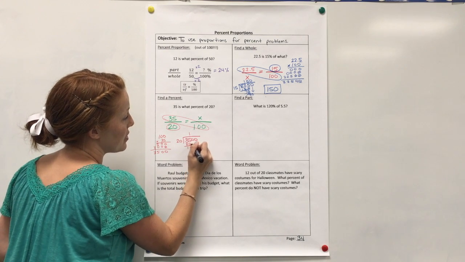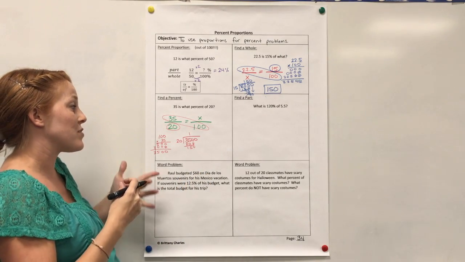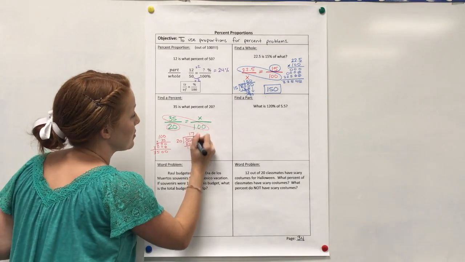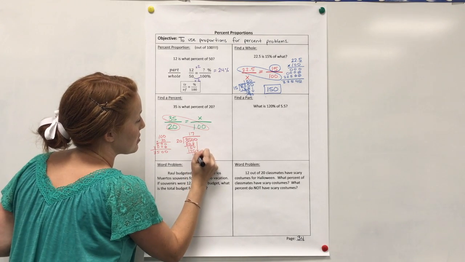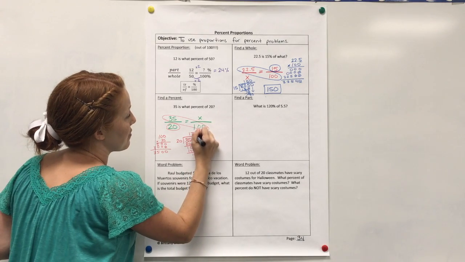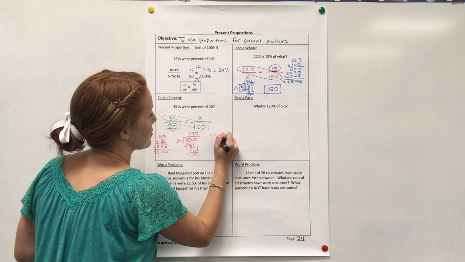5, 1. 20 goes into 150. Well, let's see, 5, 6, 7 times, which would be 140. And 20 goes into 105 times. So 175 should be your answer.